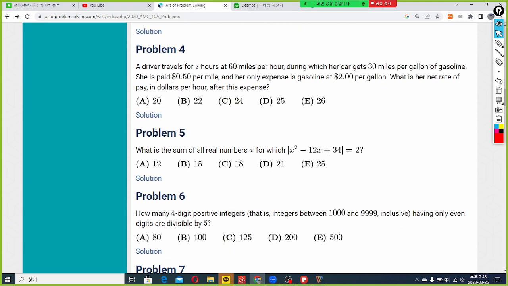Number four. Now it needs some thought, but I'll give it a chance. I want to solve this myself.